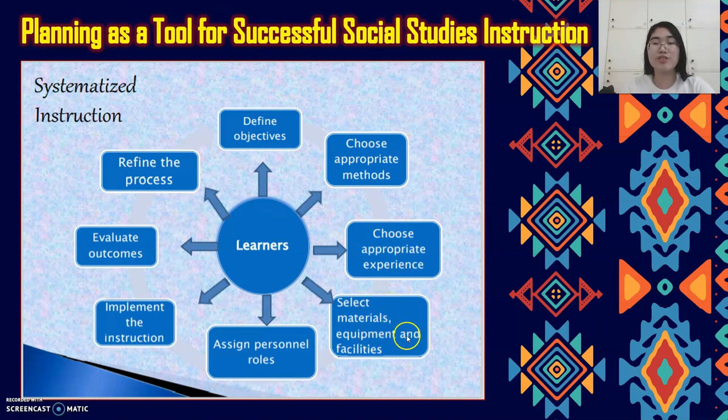Next, we also have to choose appropriate experiences and select materials, equipment, and facilities. This refers to the instructional materials and resources that we are going to use. Next, we assign personnel roles, or we tap the stakeholders of the teaching and learning process. We also implement the instruction, and eventually we evaluate outcomes. And of course, we refine the process in teaching social studies instruction.